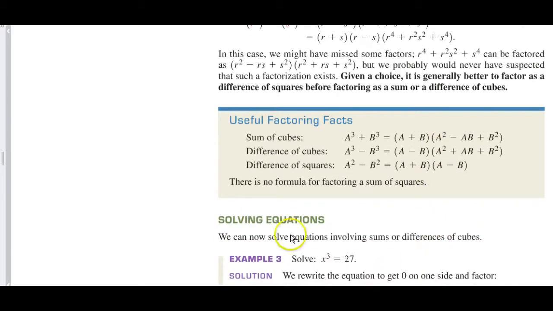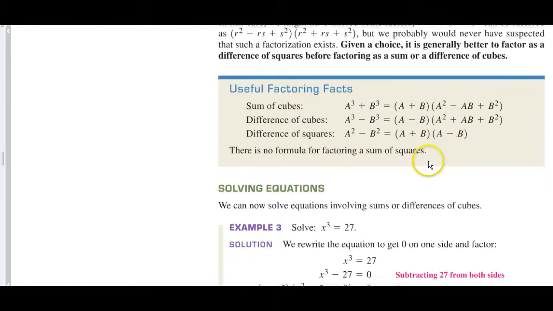Now, again, they're giving us a little review. The sum of cubes, the difference of cubes, and the difference of squares. Remember, these are called conjugates here. These don't have special names as far as I know.